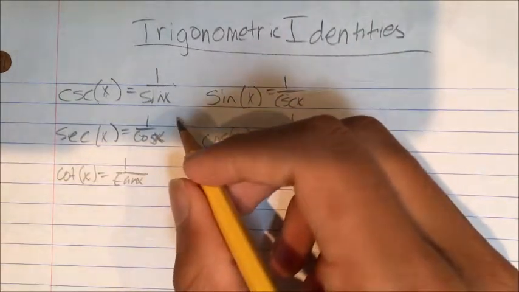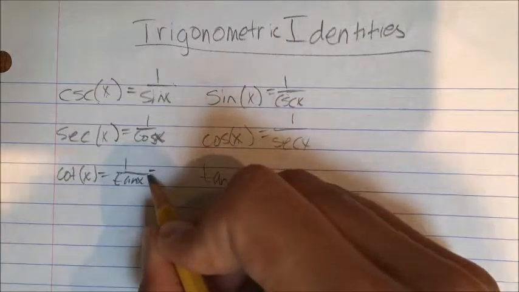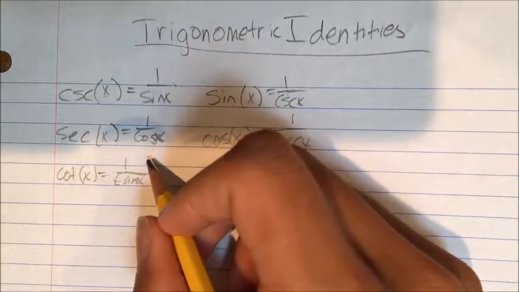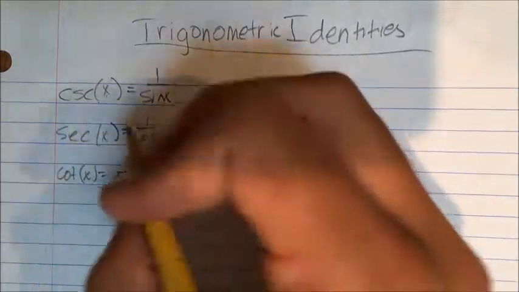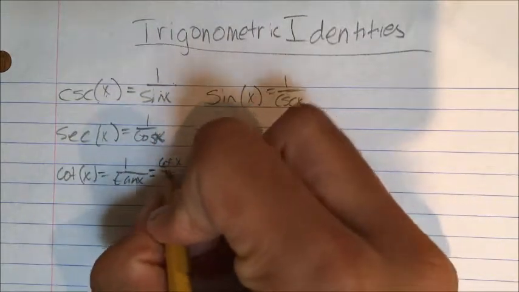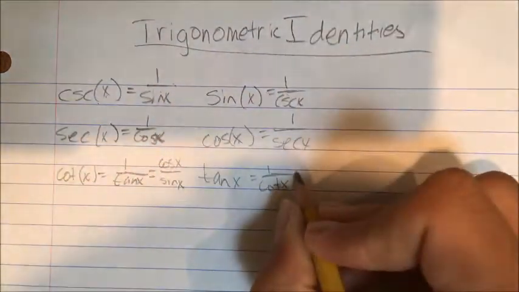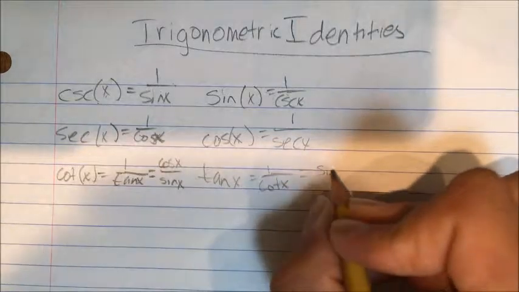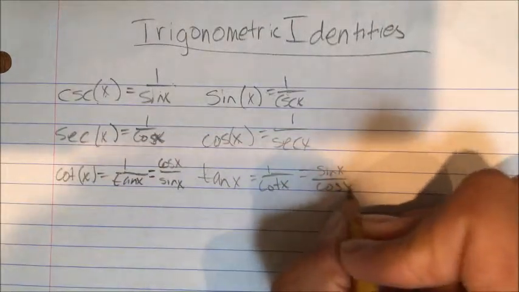And because of the definition of tangent, which is sine over cosine, this can also be written as cosine x over sine x, and this can be written as sine x over cosine x.